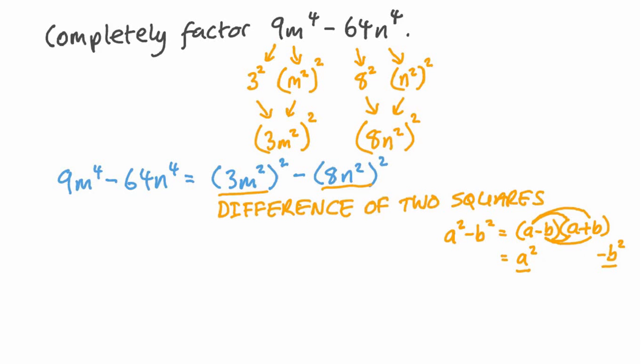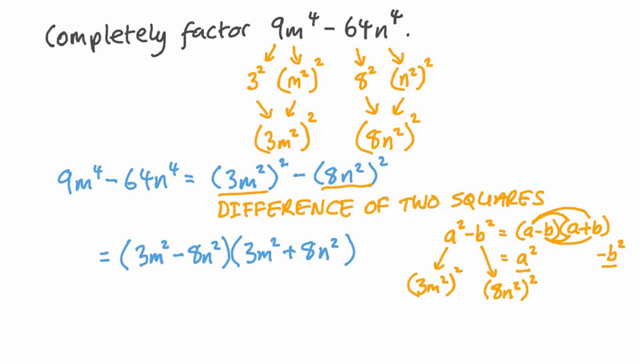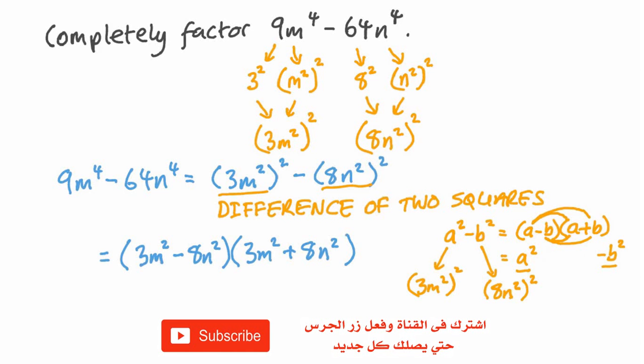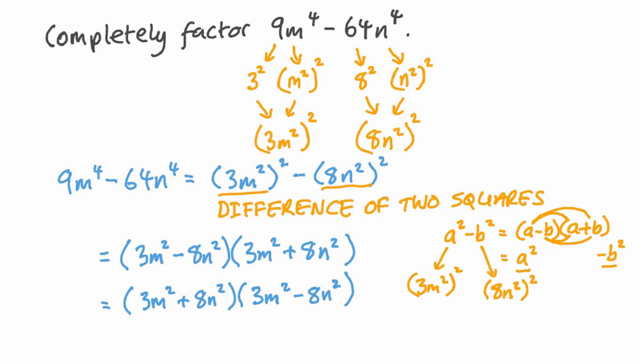So in our case, a squared is 3m squared, squared. So a is just 3m squared. And b squared is 8n squared, all squared. So b is just 8n squared. So we can replace a and b, and our factored form becomes 3m squared minus 8n squared times 3m squared plus 8n squared. Although, of course, you can write that the other way round, so you could put 3m squared plus 8n squared first, and 3m squared minus 8n squared second.